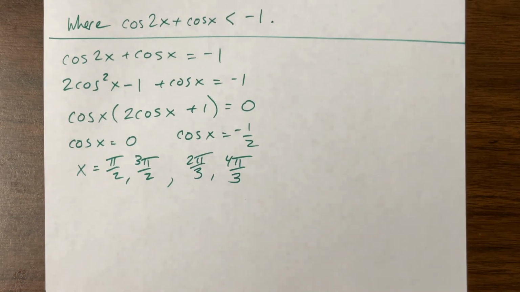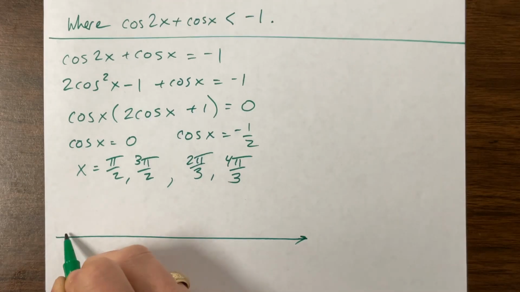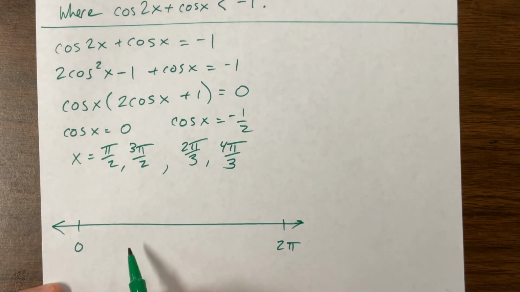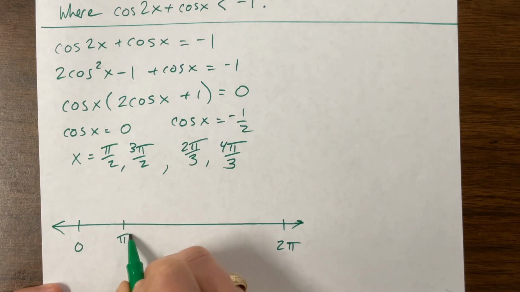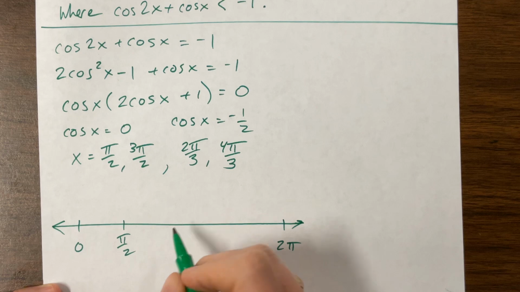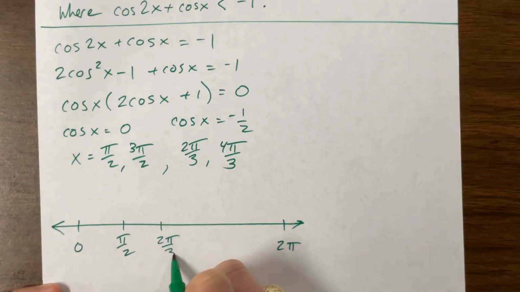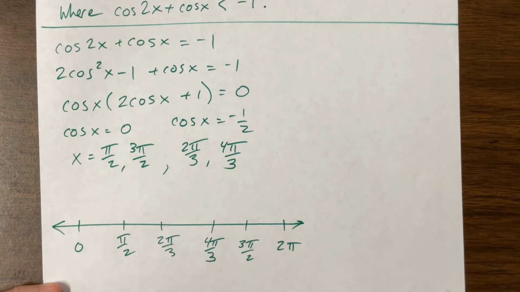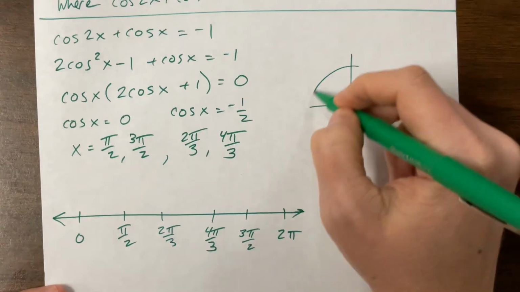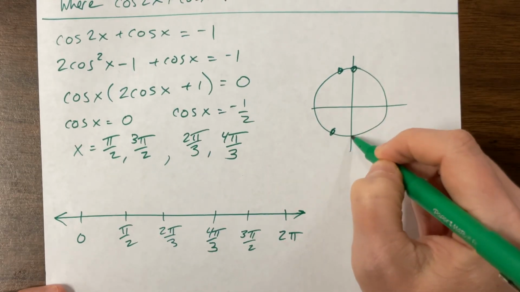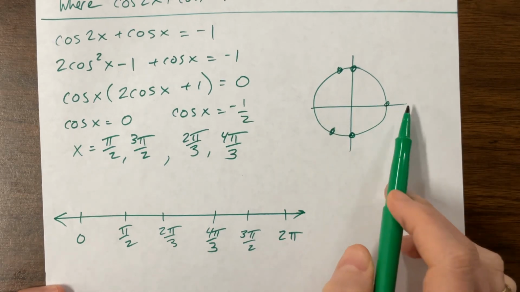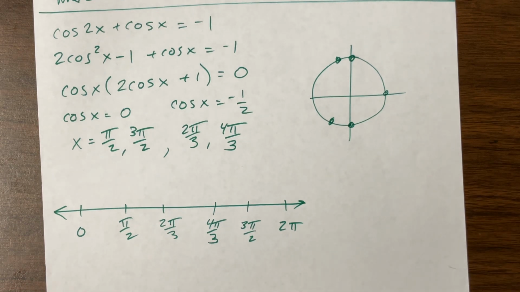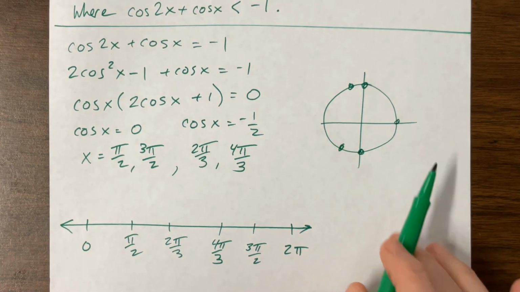So what I would do is draw my number line. We have to live between 0 and 2 pi. The smallest of these values is pi over 2. Then the next value is 2 pi over 3, then 4 pi over 3, and then 3 pi over 2. If I forget, I can think unit circle. So 0, pi over 2, 2 pi over 3, 4 pi over 3, 3 pi over 2, and then 2 pi.